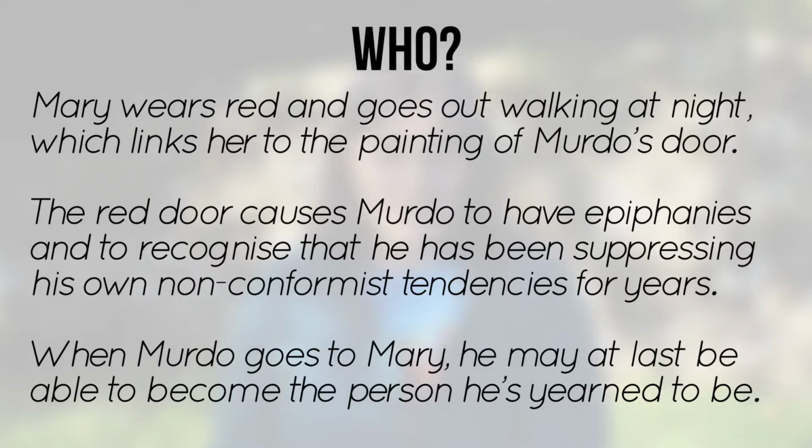At the end of the story, when he determinedly walks to Mary's house and knocks on her door, it's clear to the reader that there is a very real hope that a relationship will develop between Murdo and Mary, and that Murdo will at last be allowed to be the sort of person he has always yearned to be.